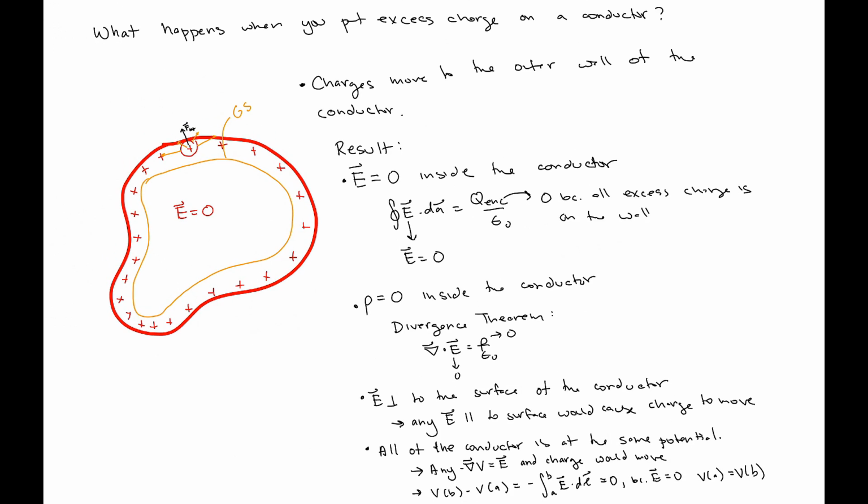Okay, but the main points here I want you guys to take away is for my conductor, okay, I know the electric field is 0 inside. I know the charge density is 0, which means there's an equal number of positive and negative charges inside. I know the electric field is perpendicular to the surface, and I know that all of the conductor is at the same potential. Okay, and then I do want to draw the electric field, so let me draw that quickly here on my conductor.